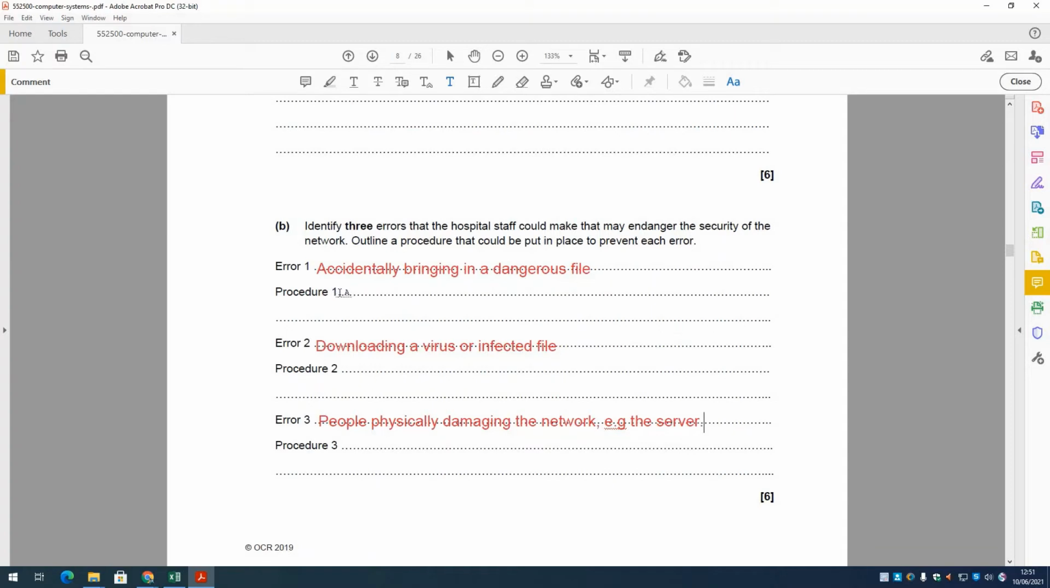Right, so the procedures now. How do we stop someone bringing in a dangerous file? Well, we could prevent different mediums being used, such as USBs. And let's go, so that could sound like a policy. We could just be saying, you're not allowed to do this. Let's make it a bit clearer that we're saying actually disabling it. So blocked.